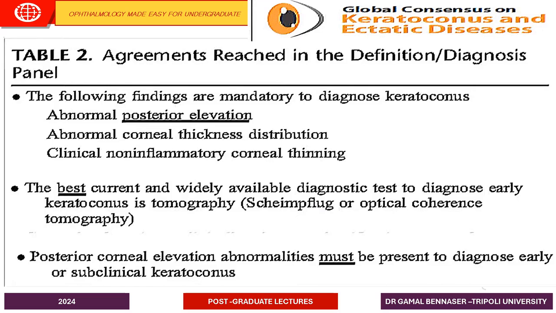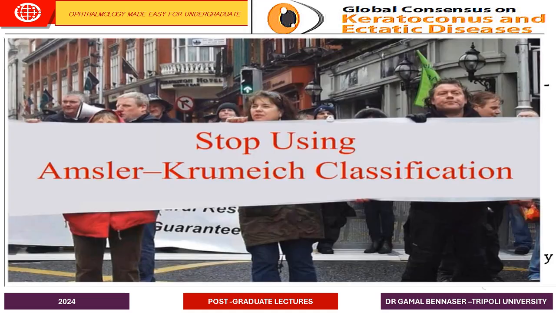So from this meeting, all the global national societies of ophthalmology agreed that they need a new classification system that overcomes all the pitfalls that the Amsler-Krumeich grading system has fallen into, and they started saying that we need to stop using the Amsler-Krumeich classification system. And from that time, the new classification appeared. That's the ABCD grading system by Belin. I will speak in the next slides about this new classification system.